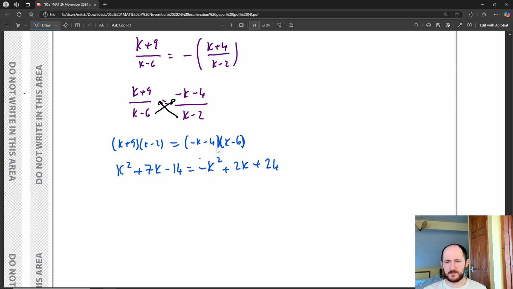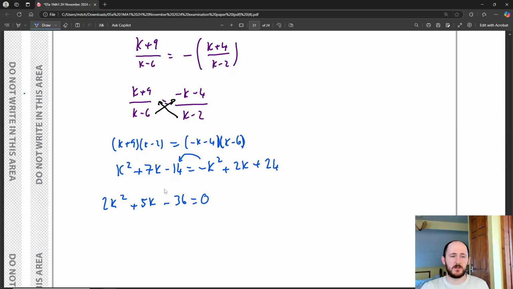And I want to move everything over to the left-hand side. So we're going to add k squared to both sides, so I'll get 2k squared. Then I'm going to minus 2k from both sides, so I get 5k. Then I'm going to minus 24, so I get minus 36, equals 0.